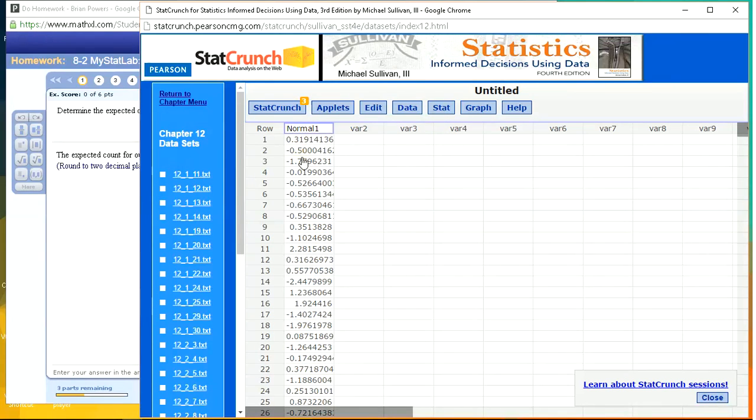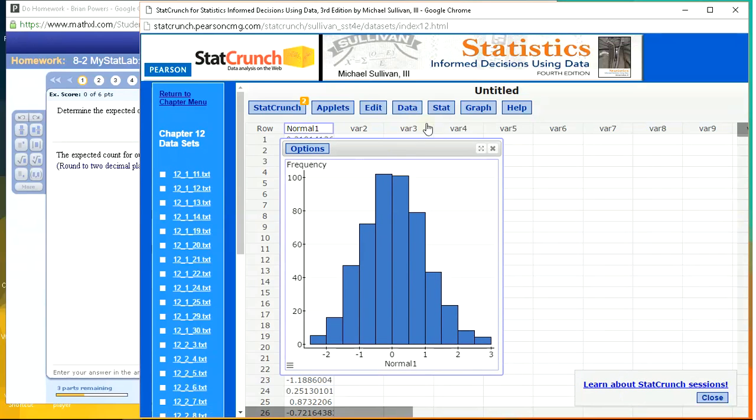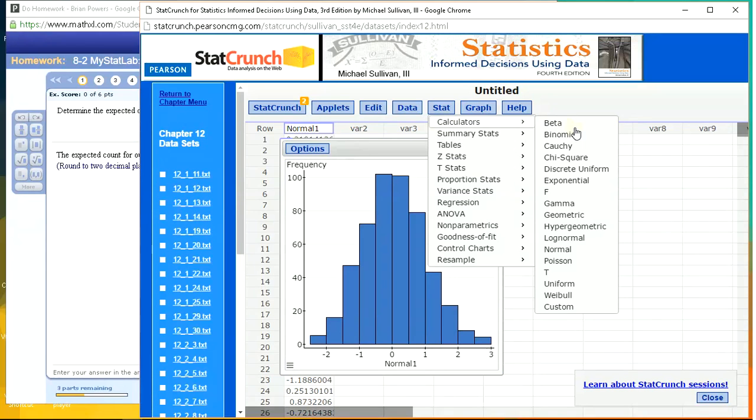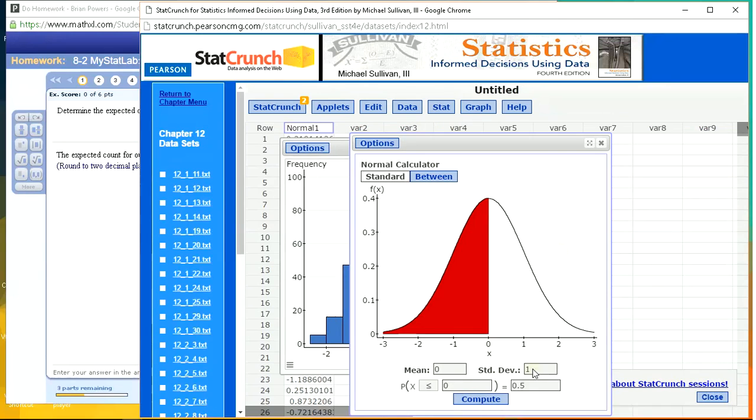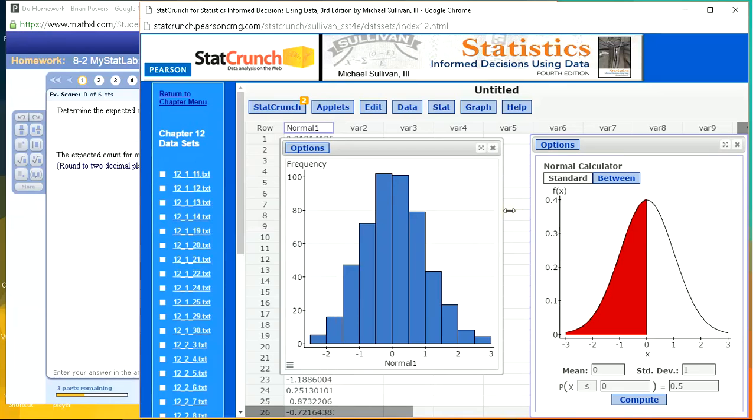Now, the reason I was spending a little bit of time looking at normal distribution data is that I'm going to pull up that histogram again, and I wanted to look at it side by side with the normal probability calculator, just so we can see what the standard normal distribution looks like. So this is the standard normal, where the data is simulated from.